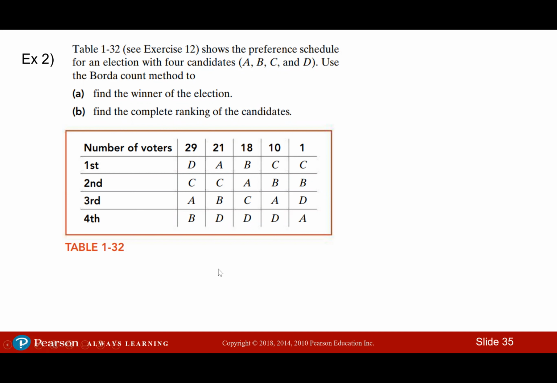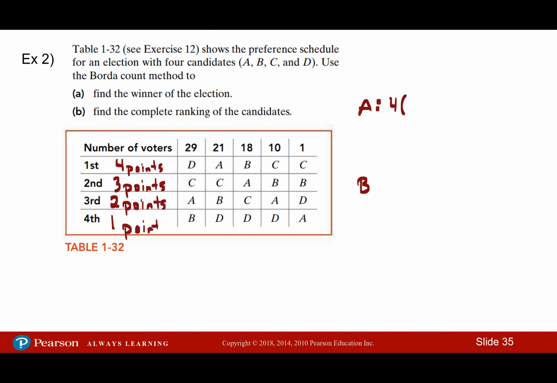Let's do this one. First place will get 4 points, then 3 points, then 2 points, and then 1 point. There's a little bit of tedious mathematics here to go through. Probably the easiest way is to say A, B, C, D, and then start counting for that specific candidate.